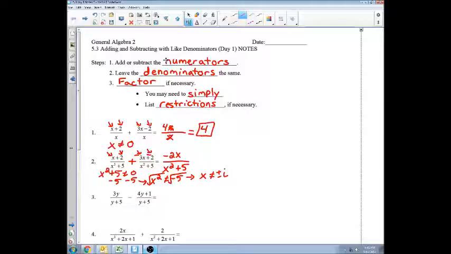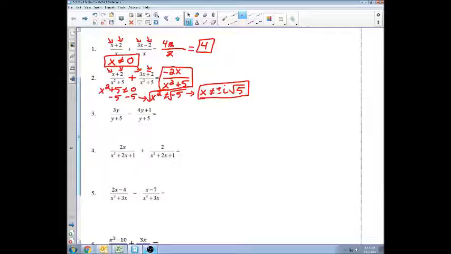Can I break up 5 at all or take the square root of 5? No, I can't. So it would be plus or minus i root 5. That would be my restriction. Negative 2x over x squared plus 5 is my answer. And we are moving on. Okay? So on to problem 3.